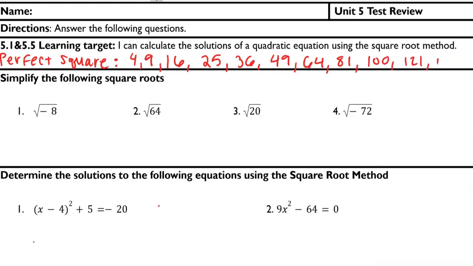Oh, 144. There we go. All right. So some of our perfect squares between 4 and 144, these are all, you get these numbers by squaring 2, squaring 3, squaring 4, and so on, all the way to 12.